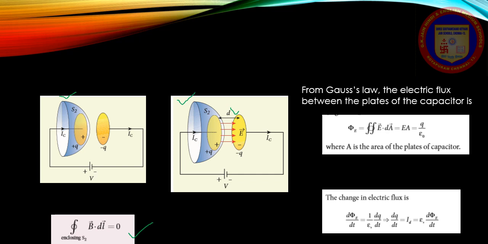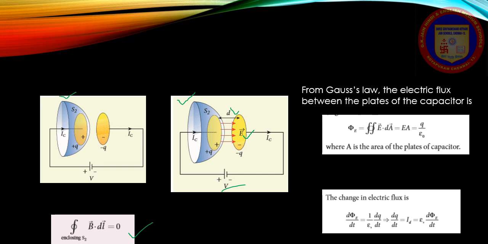So Maxwell resolved this inconsistency as follows. What he did is shown in this next diagram. Due to an external source, whether it may be a battery or a cell, the capacitor gets charged up because of current flowing through the capacitor. This produces an increasing electric field between the capacitor plates. So there must be a current associated with the changing electric field in between the capacitor plates.